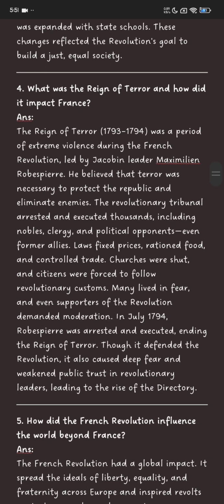Number 4. What was the Reign of Terror and how did it impact France? The Reign of Terror in 1793 to 94 was a period of extreme violence during the French Revolution. It was led by Jacobin leader Maximilian Robespierre.